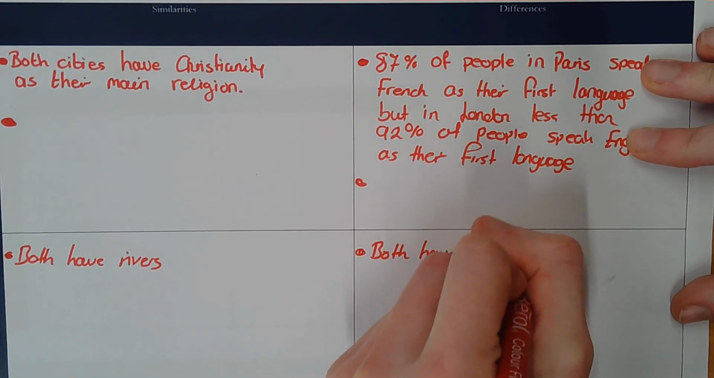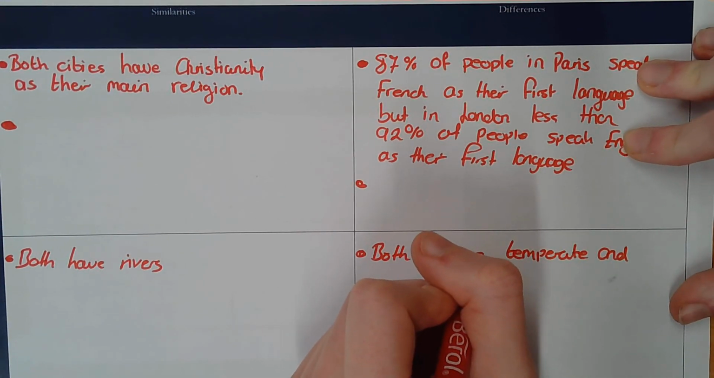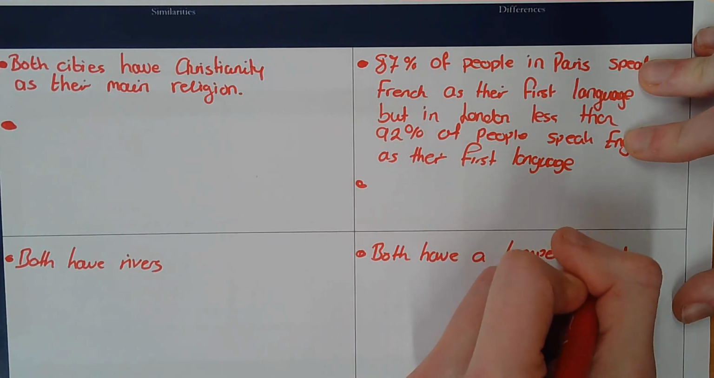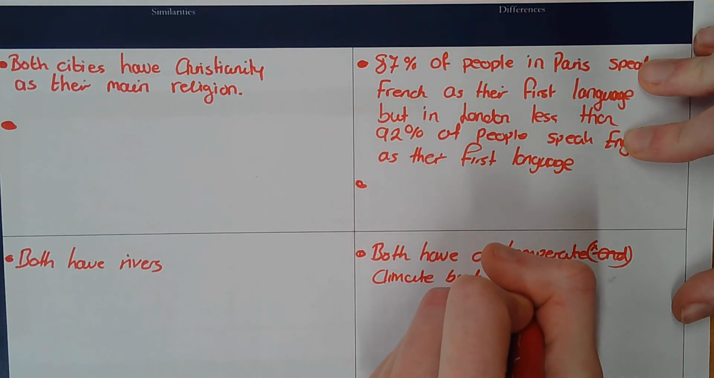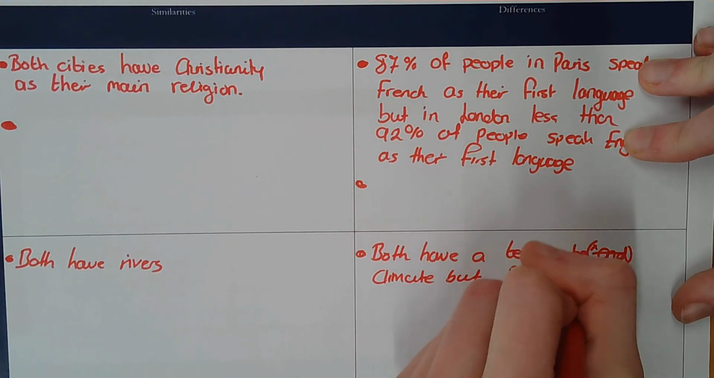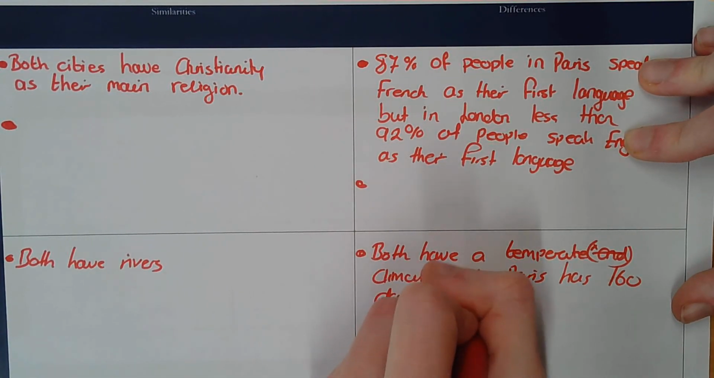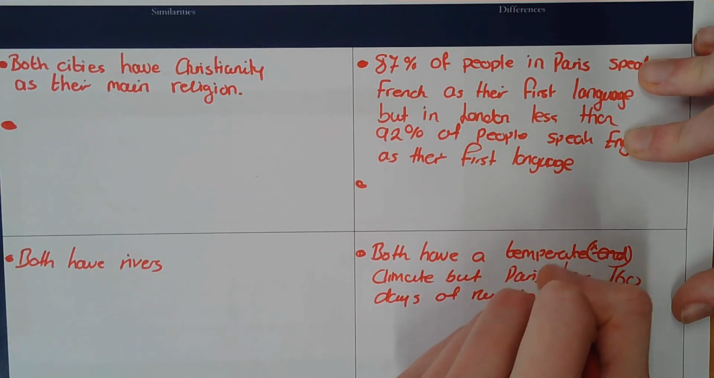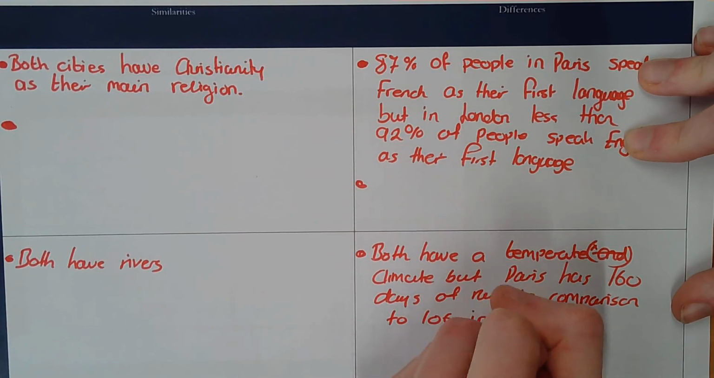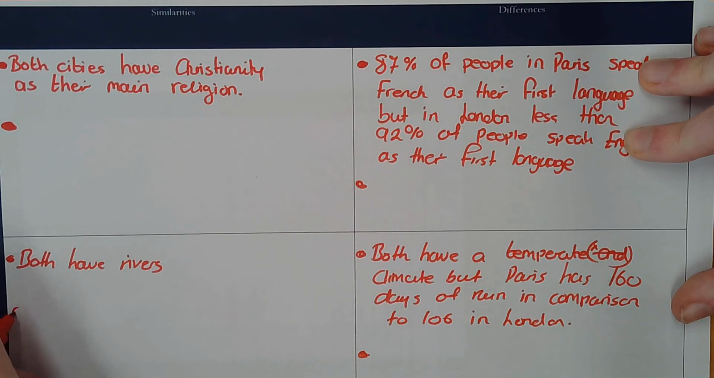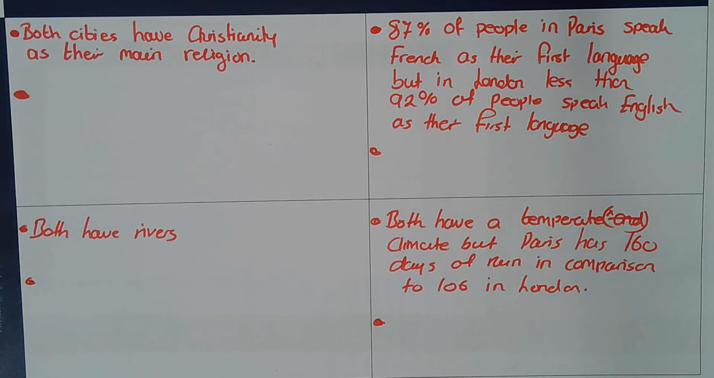But I went to my sheet and I found that Paris actually has more rainy days than London. So both have a temperate climate, but Paris has 160 days of rain in comparison to 106 in London. So 2 points at least per box. Okay, you have the sheets, the fact files to help you. I've modelled one each for you, so you can pause the video and have a look at it.